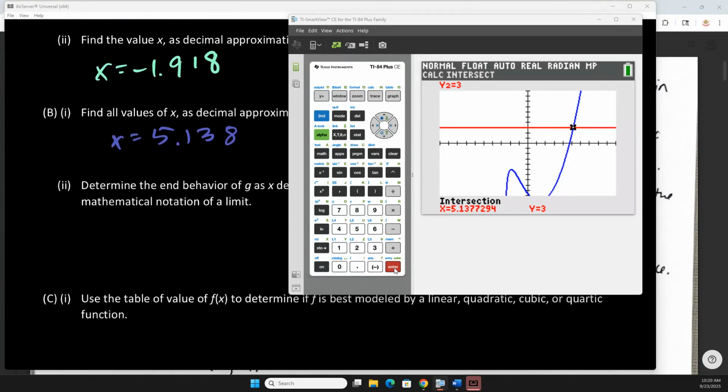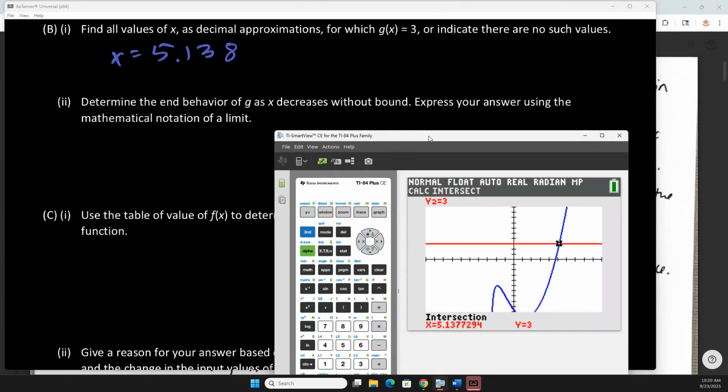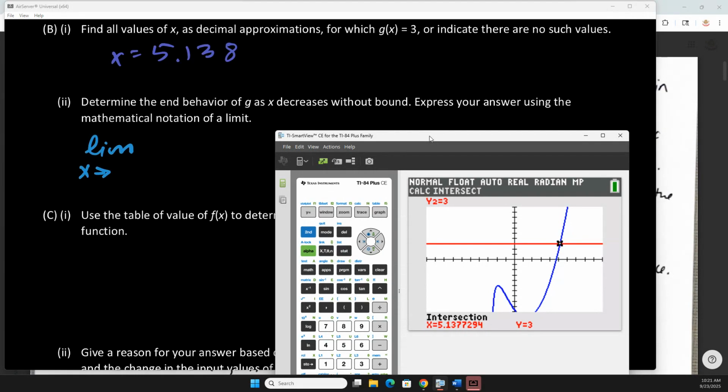Okay, this question is one that there's a good chance if you just look at what your calculator is telling you, you're going to miss it. We want to determine the end behavior of g as x decreases without bound, and we're going to use our answer as a mathematical limit. So you can look at what I wrote with all the pretty sentences, or you can just do the bare minimum, which is perfectly fine. But if x is decreasing without bound, what is x approaching? Yes.